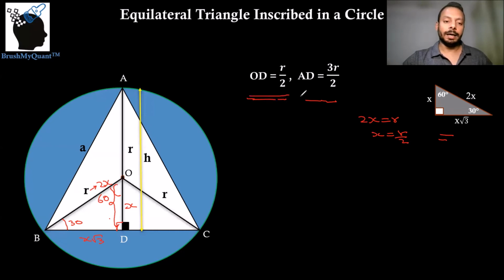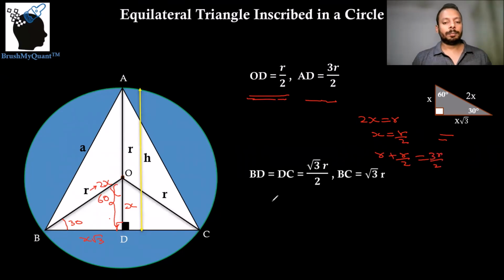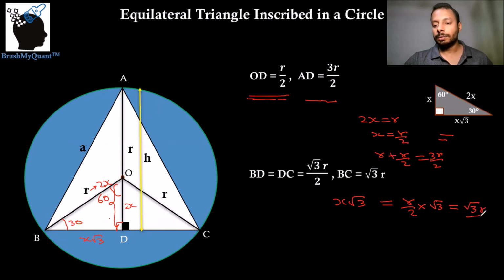Now AD can be written as OA plus OD. OA we already know is equal to R. So that means AD becomes R plus R by 2, which is nothing but 3R by 2. Now BD is equal to DC is equal to root 3R by 2 and BC is equal to root 3R. Now BD is straightforward because we know that BD is equal to X root 3, which is nothing but R by 2 into root 3, which is nothing but root 3R by 2.